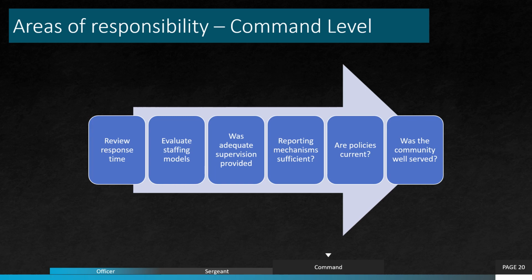And then finally, and probably most importantly, was the community well served? At the end of the day, when this call was cleared, did the citizen who called 911, or the community groups that were watching externally, feel that they were well served by the police? And that is a critical component that needs to be done on each one of the cases. And if they weren't well served, what then should the agency be doing to better serve the community? How do they communicate back?